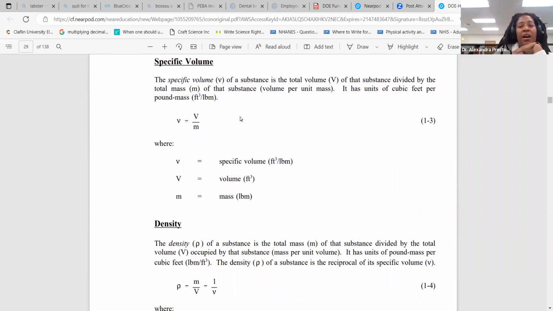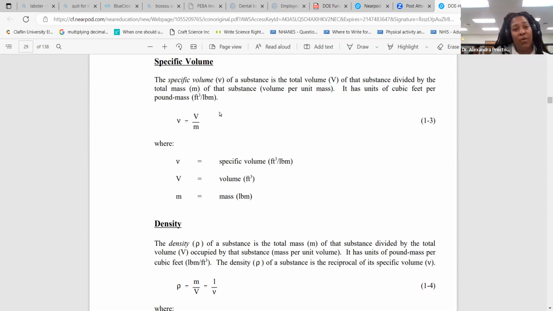Specific volume of a substance is the total volume of that substance divided by the total mass of that substance. So it's volume per unit mass. And a unit is cubic feet per pound mass. And so what they have in parentheses is how they write that unit. So you see this cubic feet, or feet cubed, divided by pound mass. Okay, that is specific volume.